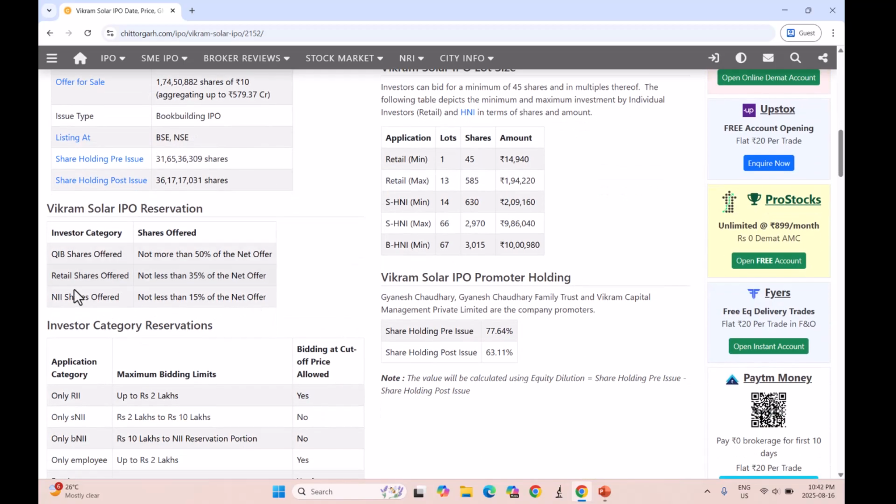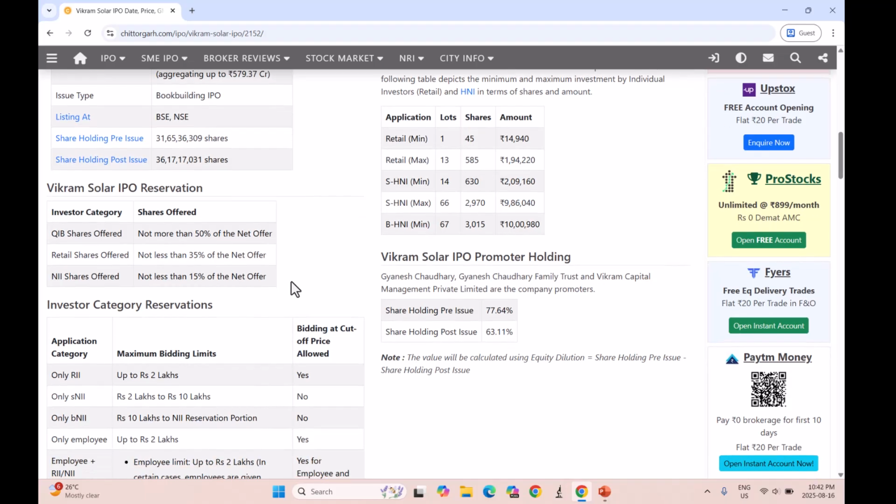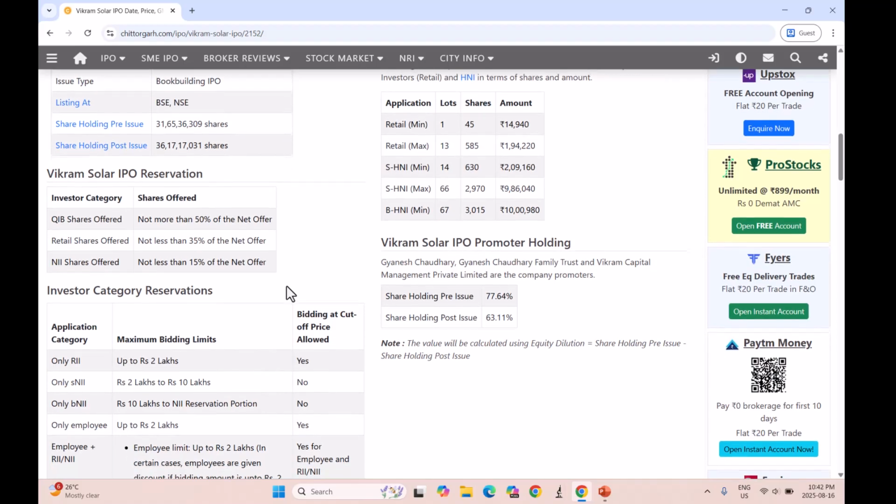And next you can see the Bikram Solar IPO reservation for qualified institutional buyers. It should not exceed more than 50% of the net offer. For retail participants, it is 35% of the net offer, and for NII, it is less than 15%.